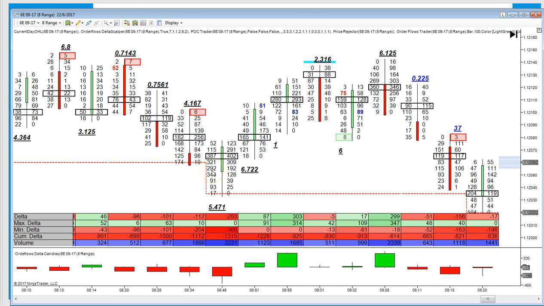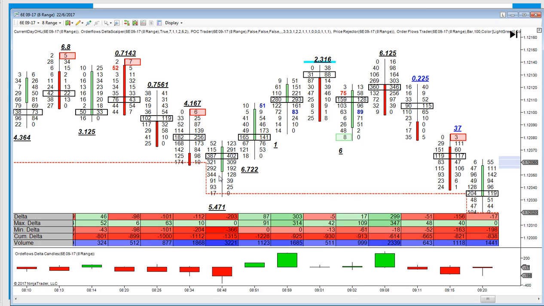When someone sells into the bid, they are being aggressive. They're the aggressive seller, and that registers as -1 on the delta. If someone buys the offer, that registers as +1 on the delta. So when you have a minus delta of 203, you had 203 more aggressive sellers in a bar.